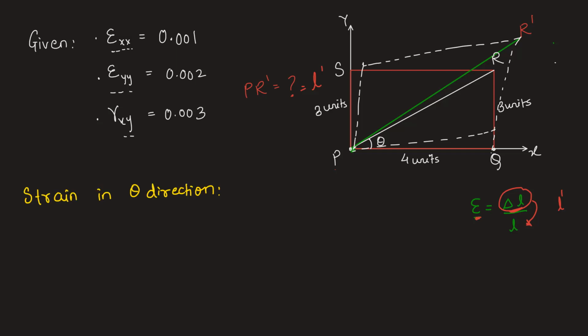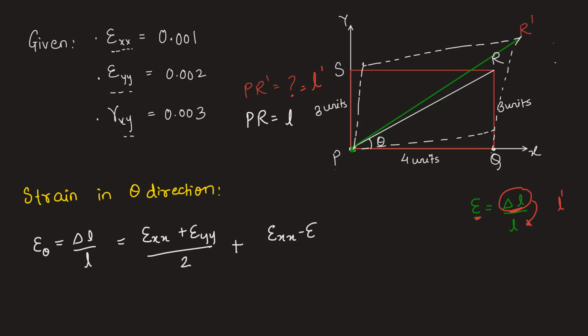For any planar element that is subjected to strain in x, y direction and shear strain, we can find out the strain in any direction theta inside the element by using this formula. This formula you must know in order to solve this. Strain in theta direction is equal to delta L by L, and L here is nothing but the length of PR. This formula is written as epsilon xx plus epsilon yy by 2 plus epsilon xx minus epsilon yy by 2 cos 2 theta plus gamma xy by 2 sin 2 theta, where theta of course we need to find out using this geometry.